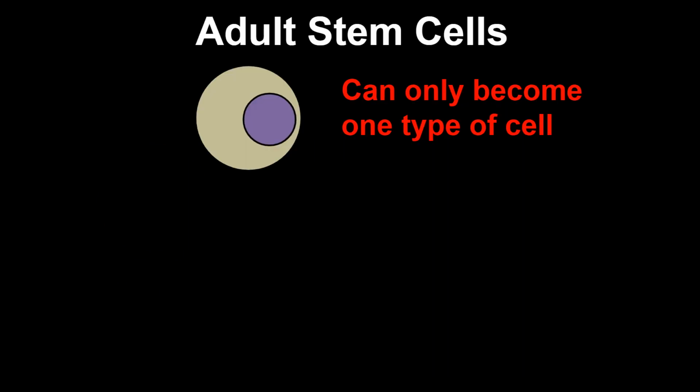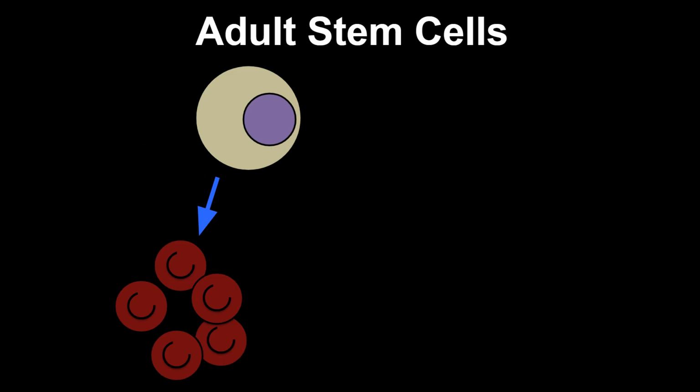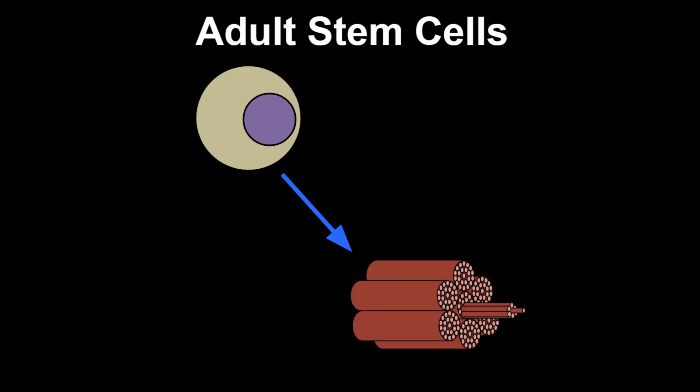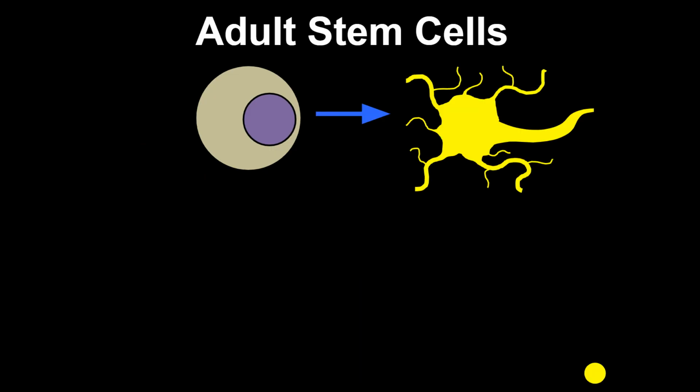Adult stem cells occur very, very early on in life, before you're even born, you stop having embryonic stem cells. They can only turn into one type. So you have some that make blood cells, some that make muscle cells, some that make nerve cells, but they can't make any of these.